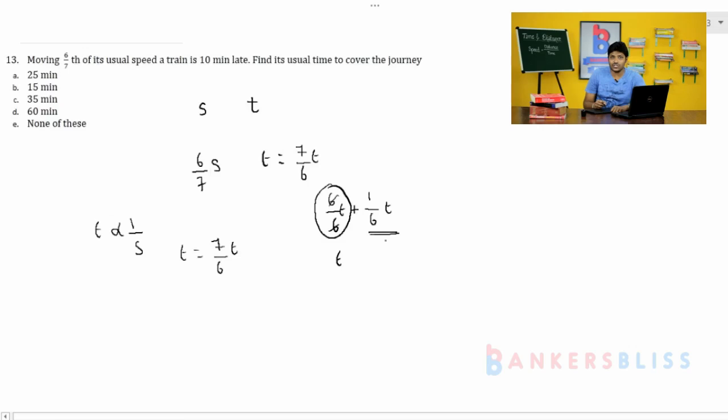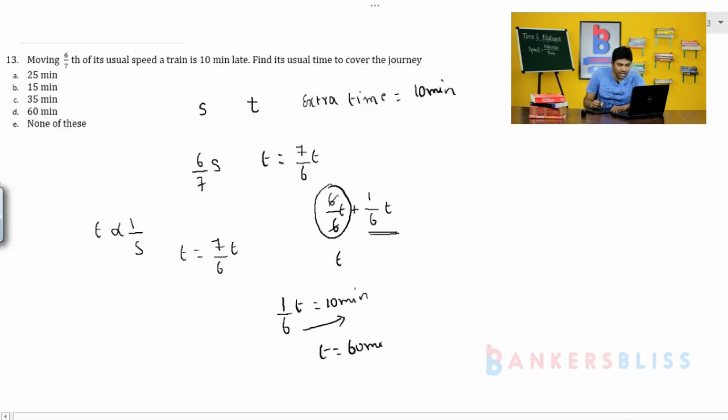And in the question they have already given the extra time, which is 10 minutes. So, according to the fraction, 1/6 of the time is the extra time. So, that is 10 minutes. So, what is the normal time? T is equal to 60 minutes. See how easy it is.